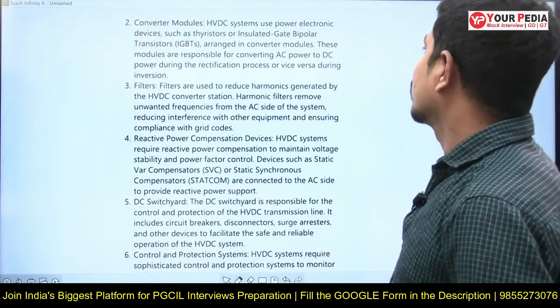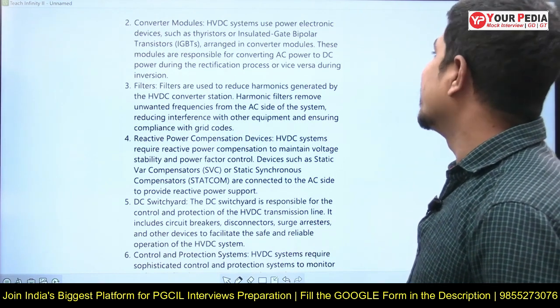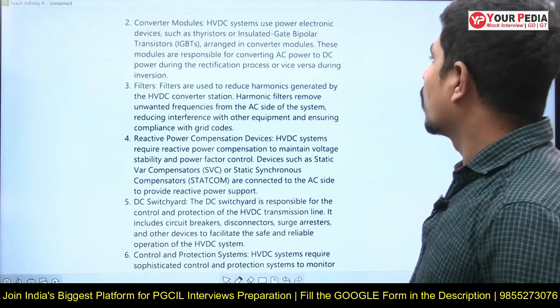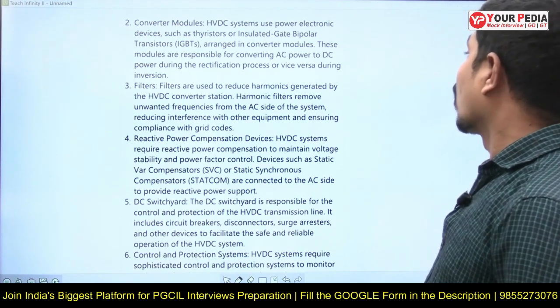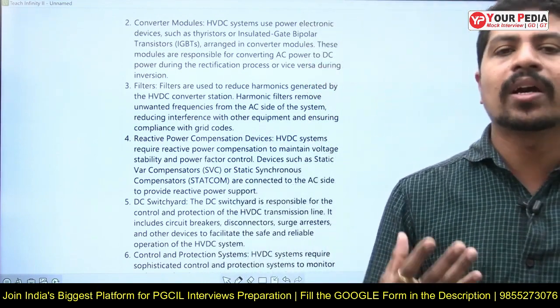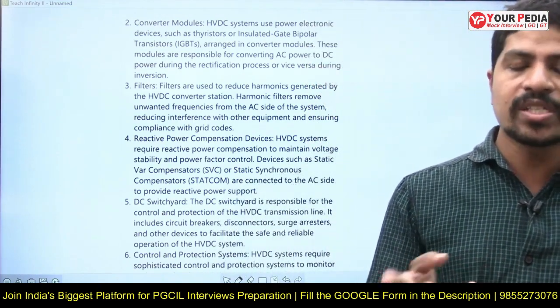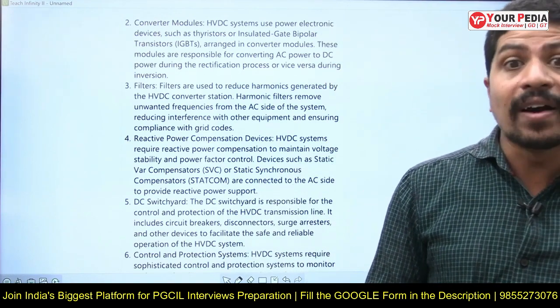Next, converter modules. HVDC systems use power electronic devices such as thyristors and IGBTs, arranged in modules. These modules are responsible for converting AC power to DC power during the rectification process, or vice versa during inversion. Yes, we have to use power electronic converters for converting from AC to DC or DC to AC. At both ends, we must have these power electronic devices.